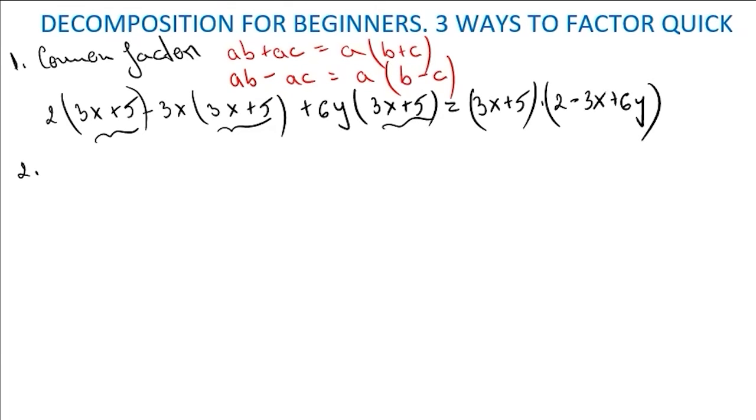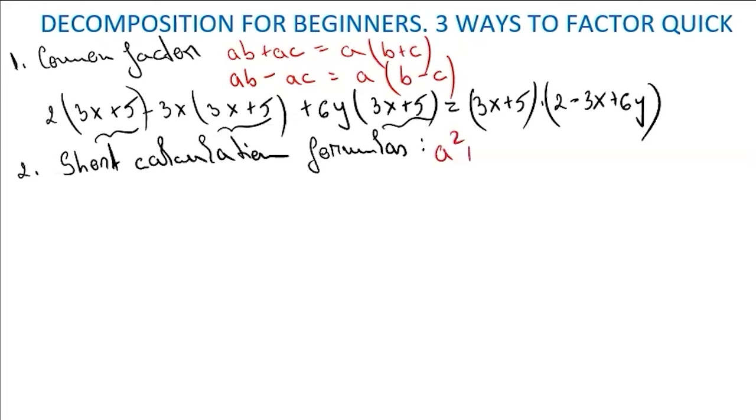The second method is the method that uses short calculation formulas. What are those formulas? We have here a to the power of 2 plus 2 multiplied with a multiplied with b plus b to the power of 2 equals a plus b to the power of 2. I have written this formula in short as the square of a sum.